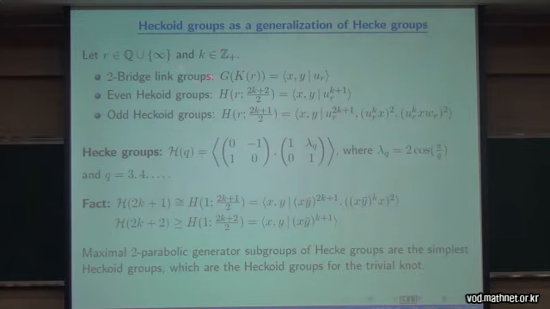There is a reason why we name these groups Heckoid groups. As a matter of fact, these groups can be seen as a generalization of classical Hecke groups. Let me remind you of the definition of classical Hecke groups. Hecke groups are Kleinian groups generated by these two transformations. Here, lambda_q equals 2 times cosine of pi over q, and q equals 3, 4, etc.